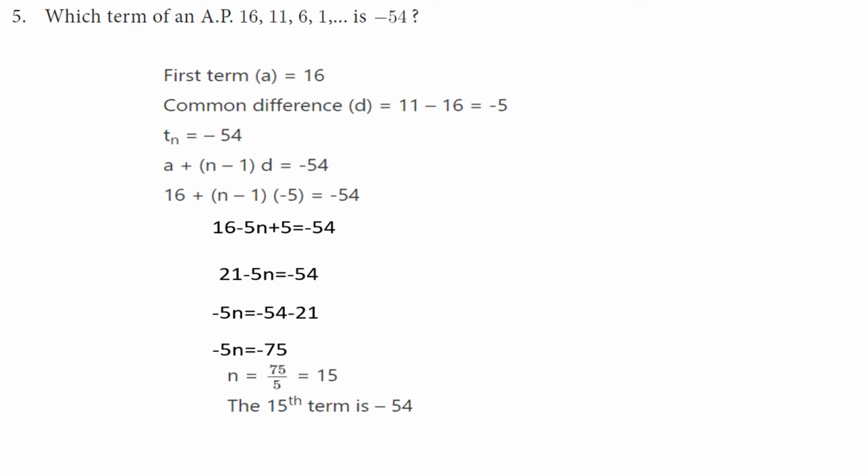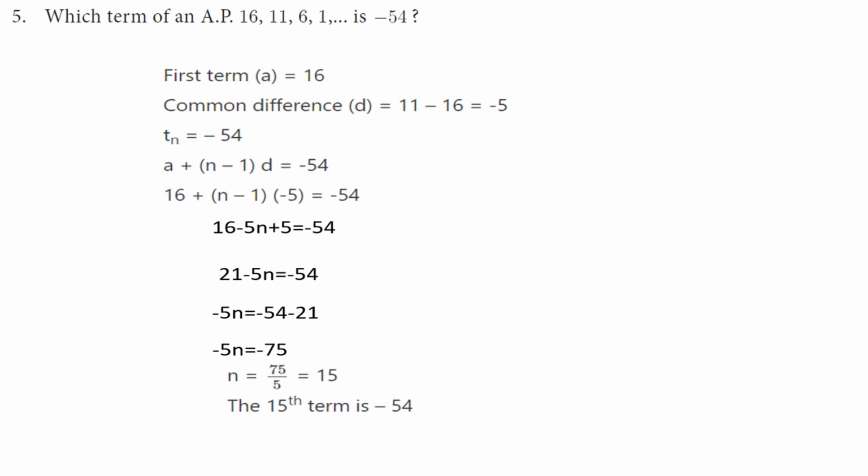Which term of the AP 16, 11, 6, 1, and so on is minus 54? The first term A is given as 16. The common difference we have to find: D equals T2 minus T1, that is second term minus first term, 11 minus 16 equals minus 5. So Tn equals minus 54. We will find that n.